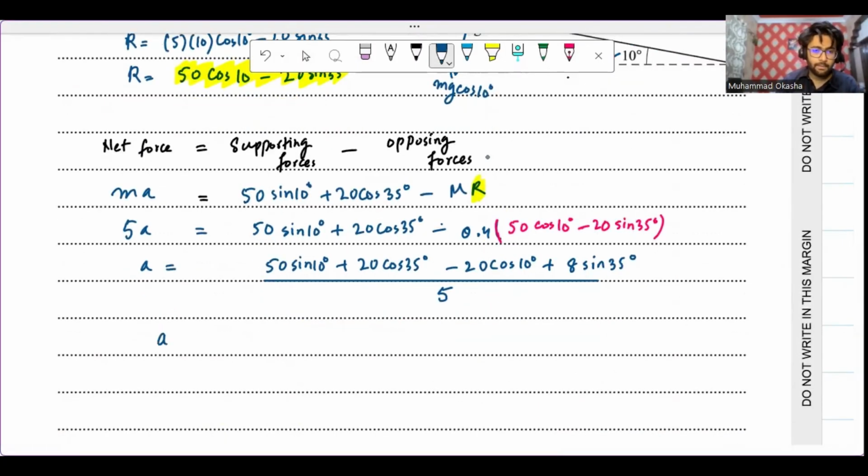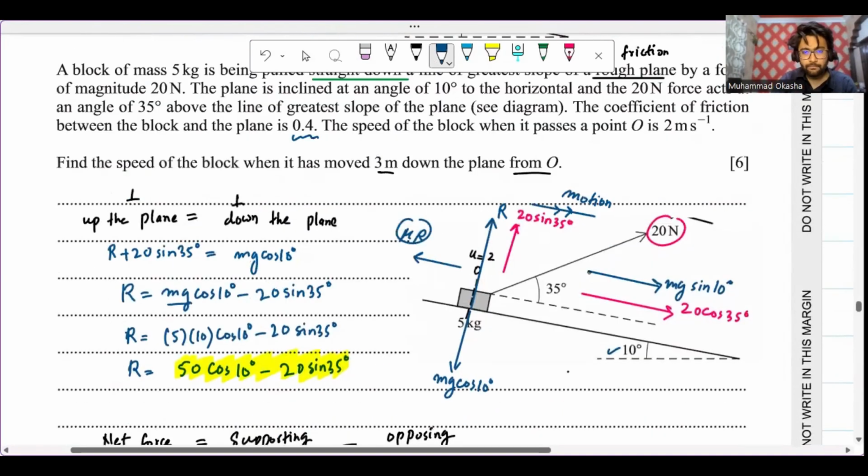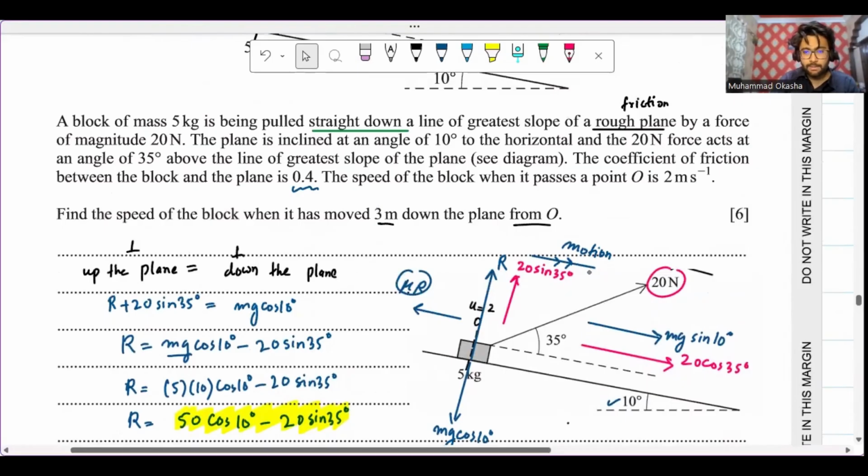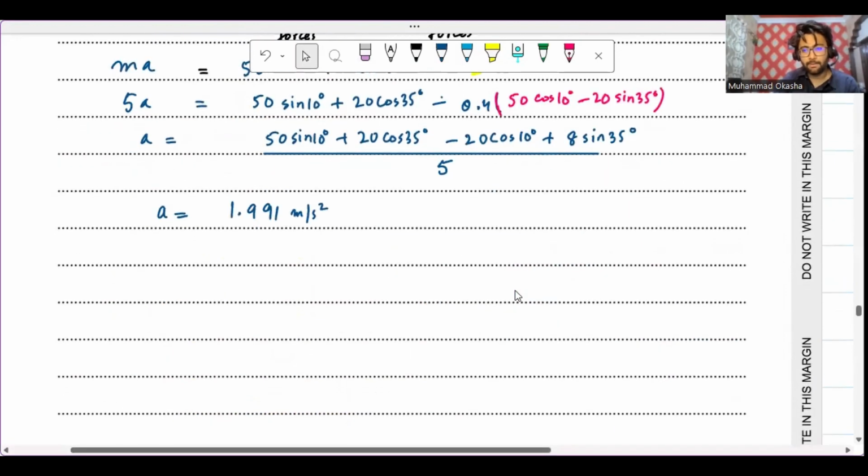by 5. I'm going to put it in the calculator all at once, and I'm going to get an acceleration of 1.991 meters per second squared. Now, let's get back to the question. The question was essentially asking to find the speed of the block when it has moved 3 meters down the plane from point O. So the problem is now simplified into this.